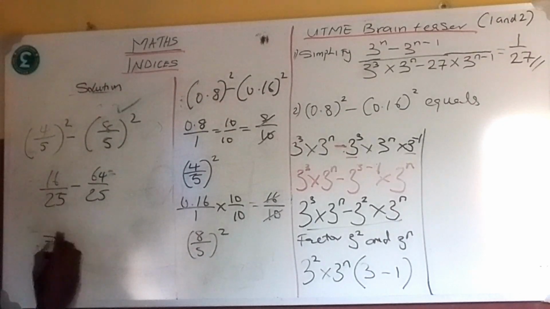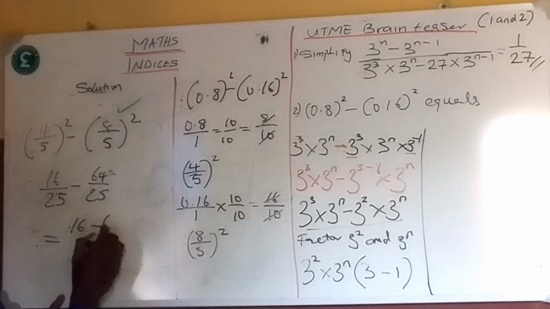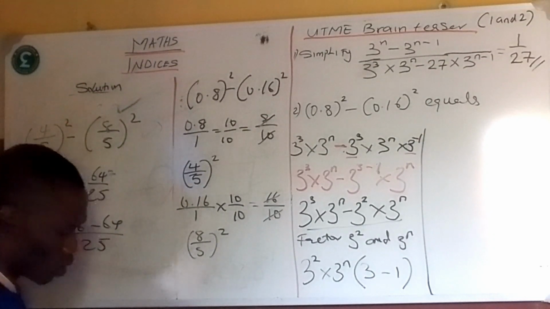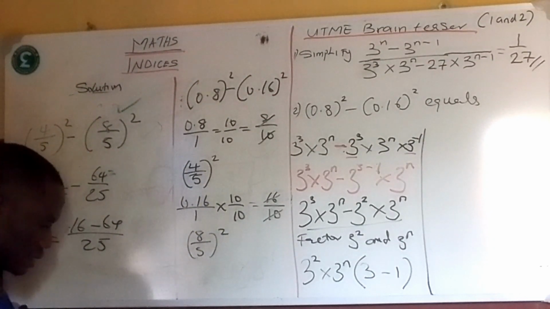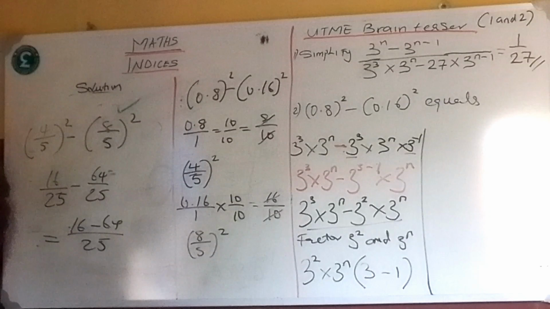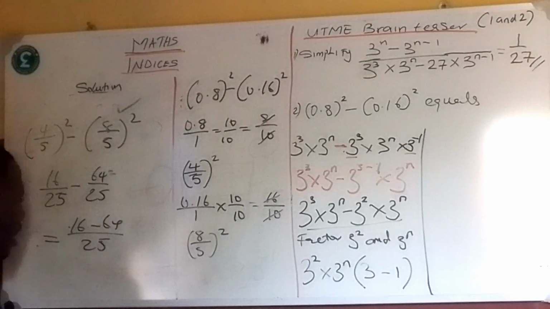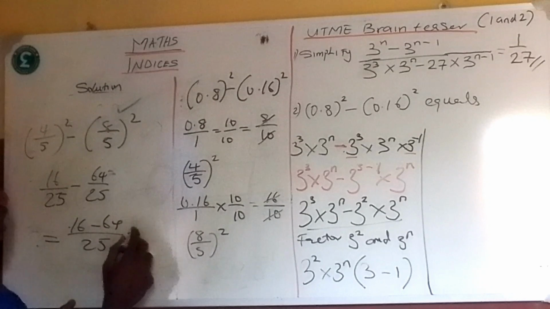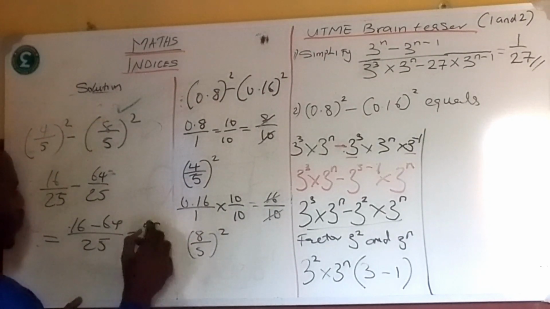Now I have the same base. What I have is 16 minus 64 over 25. So 16 minus 64, let's do it again, 16 minus 64 will give me minus 48. So what I'm going to have is minus 48 over 25.